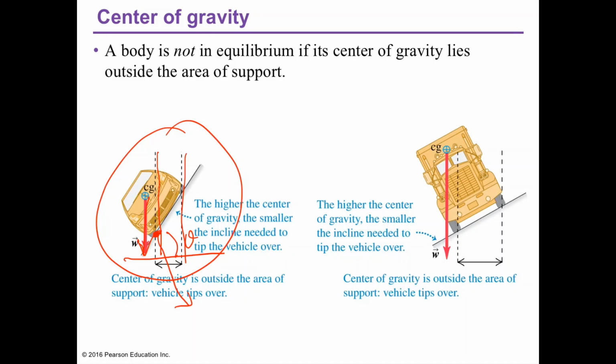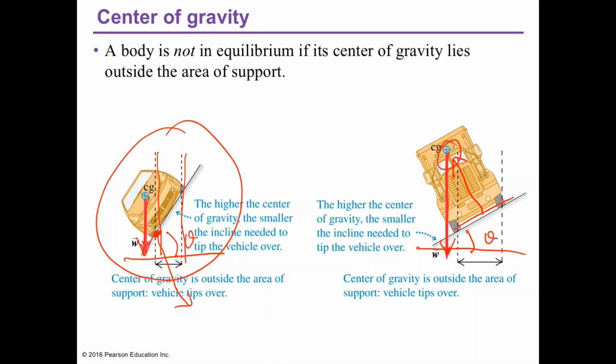That is why for a truck that has a high center of mass, much higher than a regular car, much higher up from the road, it will be much easier for a truck to overturn on a highway. You would just need a much shallower incline, a much smaller theta, for the center of gravity line to lie outside the area of support. In that case, the truck will start to tip over.